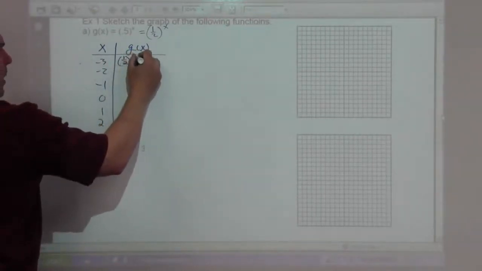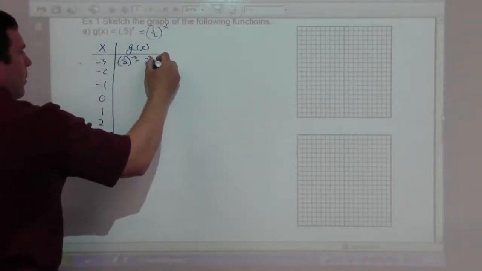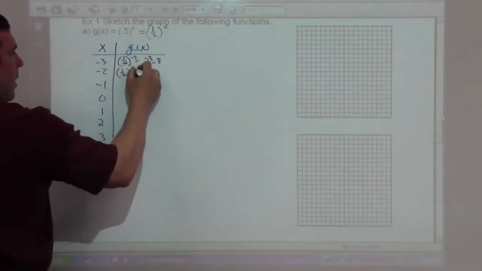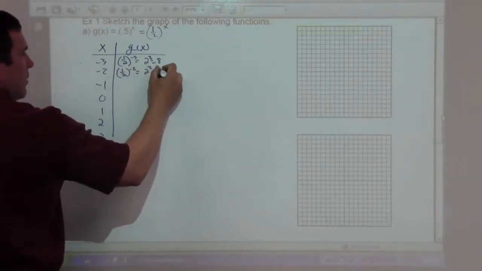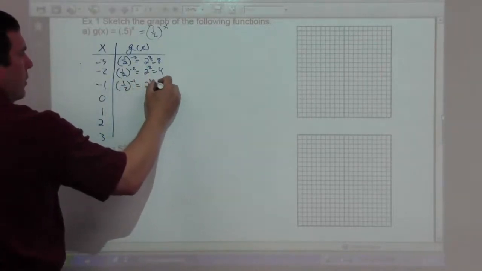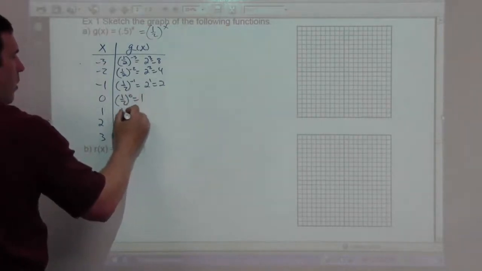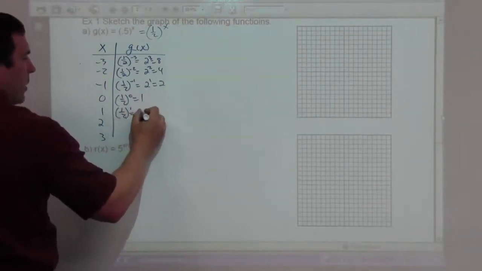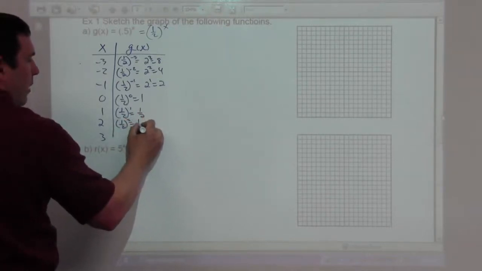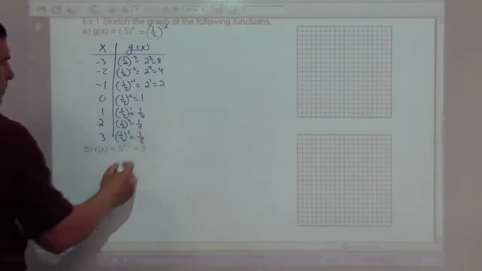1/2 to the -3 power is going to be 2 to the 3, which is 8. 1/2 to the -2 power is going to be 2 to the 2, which is 4. 1/2 to the -1 power is going to be 2 to the 1, which is 2. 1/2 to the 0 power is going to be 1. 1/2 to the 1 power is going to be 1/2. 1/2 to the 2 power is going to be 1/4. And 1/2 to the 3rd power is going to be 1/8.